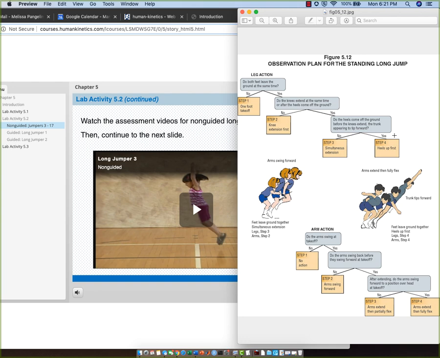Remember that the quiz is timed for 30 minutes, so it's very important that you work quickly and that you have already made your observations for each of the different jumpers. And you're really only going to go back to the video and observation plans or your notes to make sure you're on the correct track.